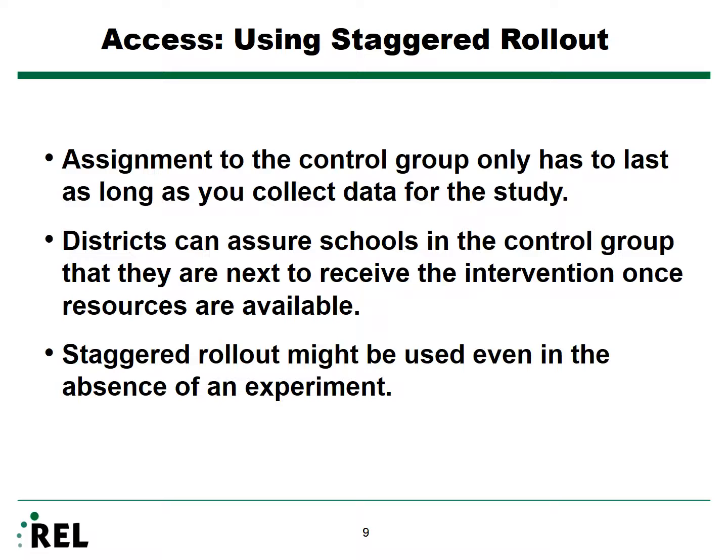And districts can assure schools in the control group that they are next in line to receive the intervention once resources are available. Often districts use a staggered rollout of new programs in any case because of resource constraints or limited capacity to roll out to everyone all at once. In these situations, you can use random assignment to assign the order of the rollout and maximize your chances to learn from it.